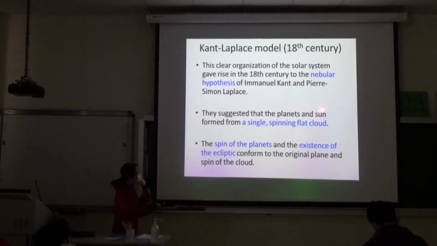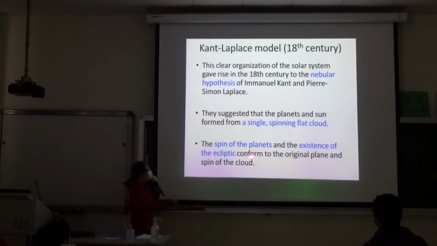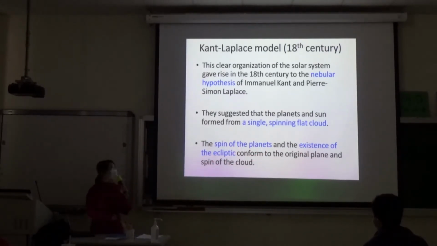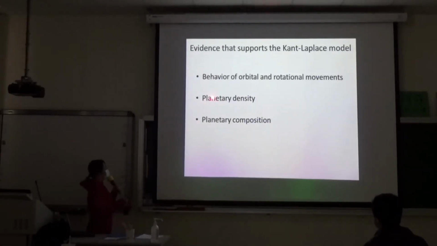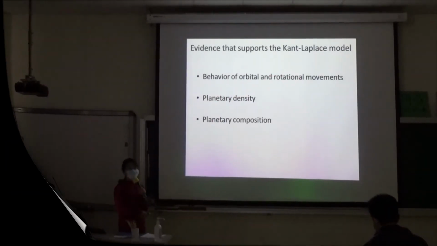They suggested that the planets and the sun form from a single spinning flat cloud, from one interstellar cloud. And the spin of the planets and the existence of the ecliptic agree with the original plane and the spin of the cloud. Because if everybody spins together, there will be a plane. And this plane is called the ecliptic. So that's the model. And now we will review the evidence. The first evidence, as we already see, is the orbital movements.